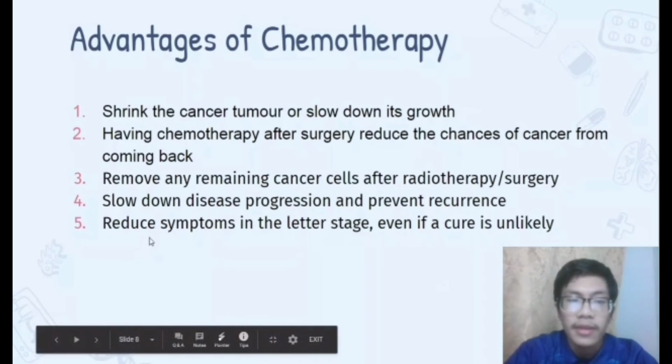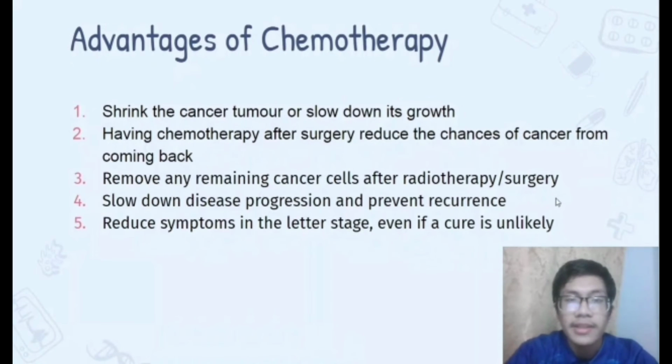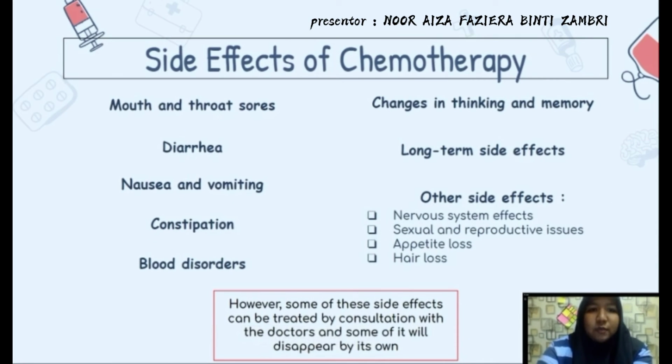And number 5, reduce symptoms in the later stage even if a cure is unlikely. In very invasive cases, cure is unlikely. However, symptoms can be reduced, resulting in a better quality of life, although the initial quality of life is impossible to restore.